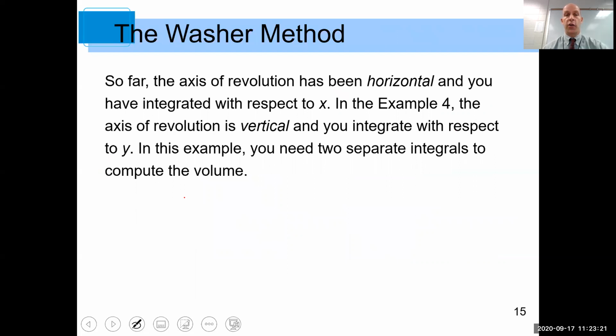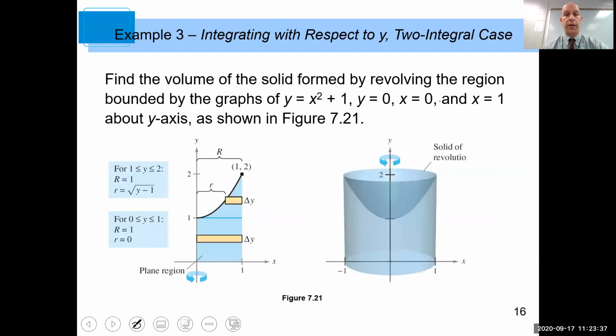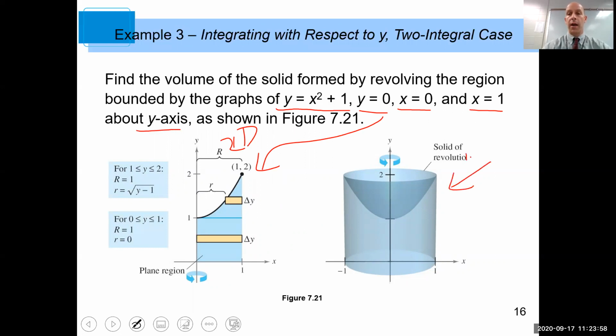All right, so far the axis of revolution has been horizontal, and you've had to integrate with respect to x. Not example 4, this is going to be example 3. We're going to do a vertical example before we do our final example, which is going to be on known cross sections. So I've got several curves: y equals x squared plus 1, y equals 0, x equals 0, and x equals 1. If I graph all of these on the 2D graph, we get something like this. Now we're going to revolve this around the y-axis, which produces this solid of revolution here.